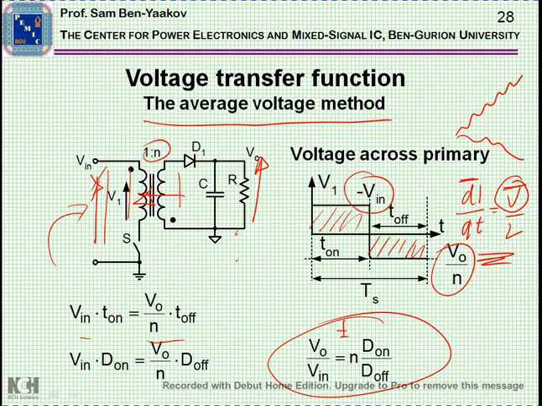Now, the difference between this relationship and the one for the buck-boost is this N number. So by having a turns ratio, you can in fact get extra gain, which is of course very useful in many applications.